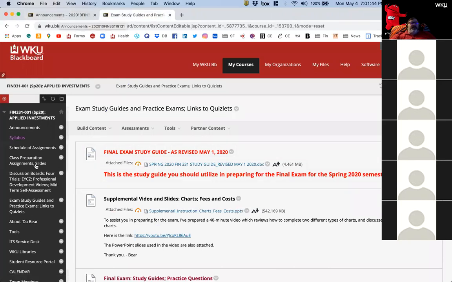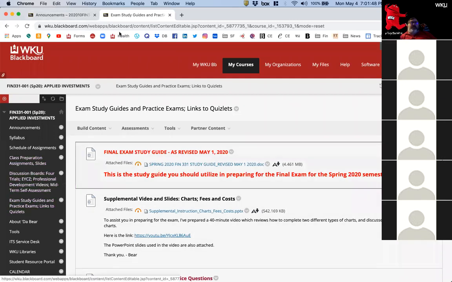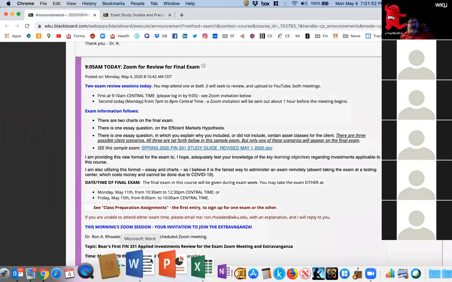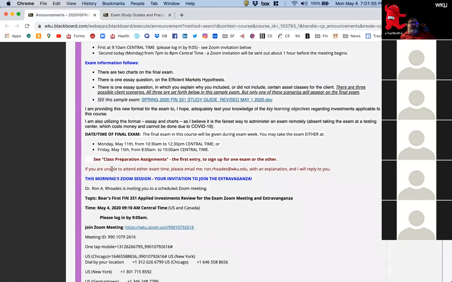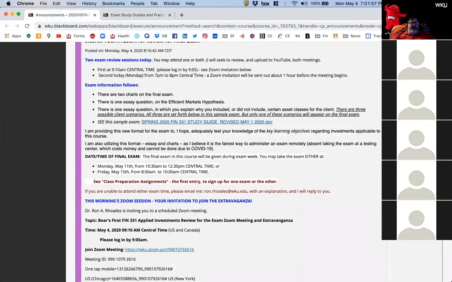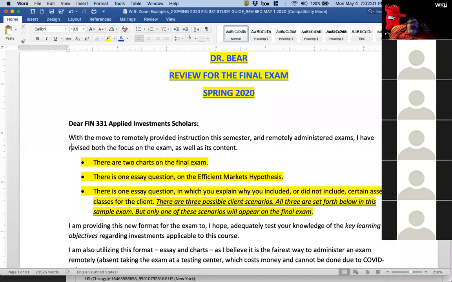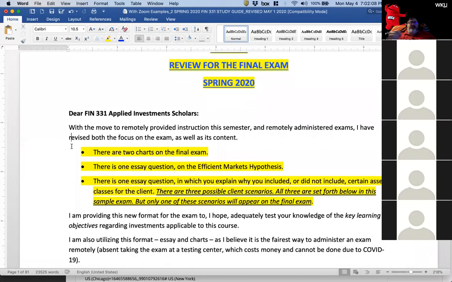So yeah, under the exam study guides, open that document. And I'm going to go through parts of that document now. First off, the exam information, which is in that document. There are 2 charts on the final exam. We're going to review each of them today. There's one essay on the efficient markets hypothesis. I'll go through that today.